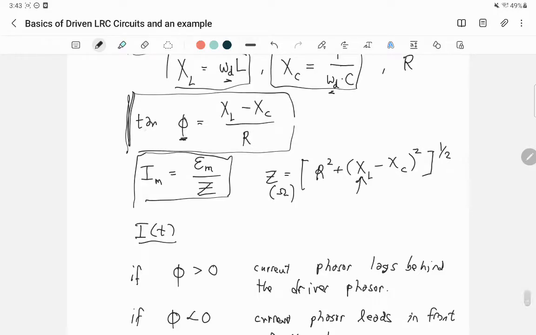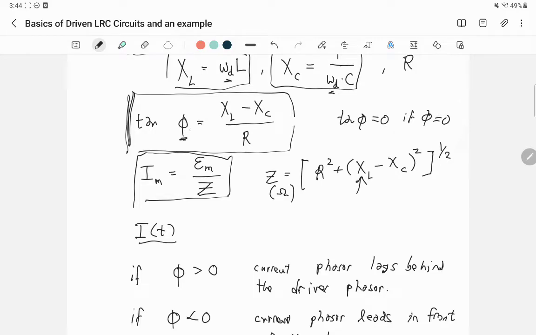Remember that the tangent of an angle is really the ratio of the sine of the angle divided by the cosine of the angle. And so that means that the tangent of phi equals 0 if phi equals 0. Let me say it this way: if the angle was 0, then the tangent of the angle is also 0.